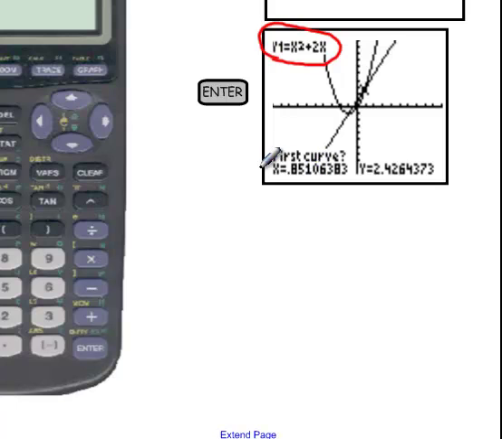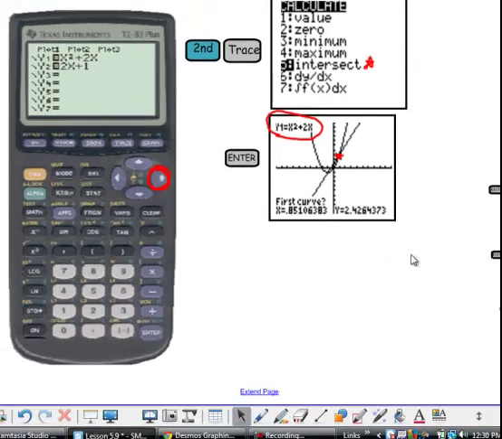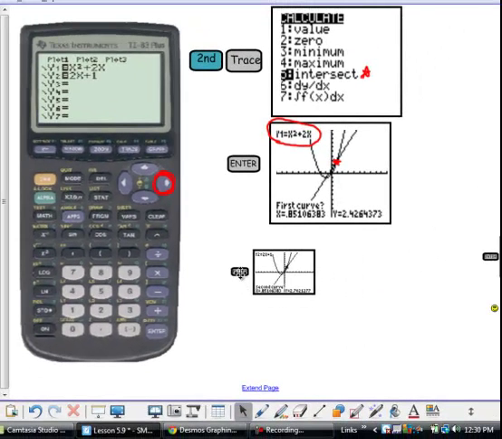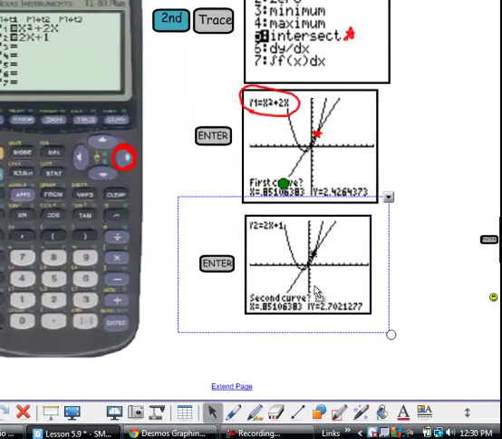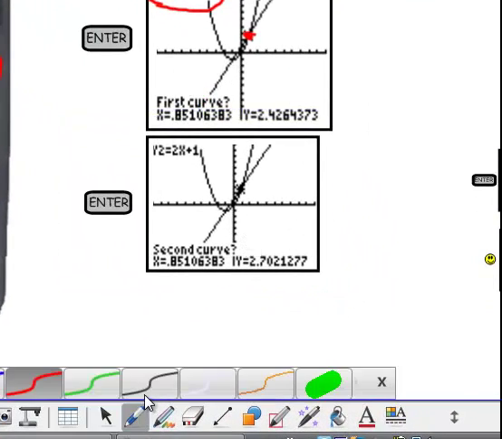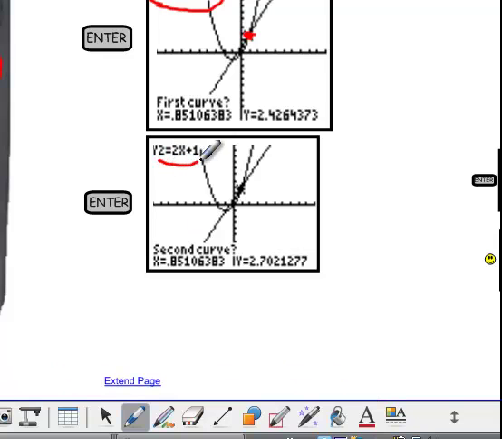Well, you're going to press enter, but before you press enter, you're going to use this key right here and move your cursor so that it's over one point of intersection. Okay, so move that cursor over. Now press enter. The next window that should come up is this one. It's asking you now, what's your second curve? Is this your second curve? And you don't have to worry about moving your cursor because it's already there. You're just going to press enter again.